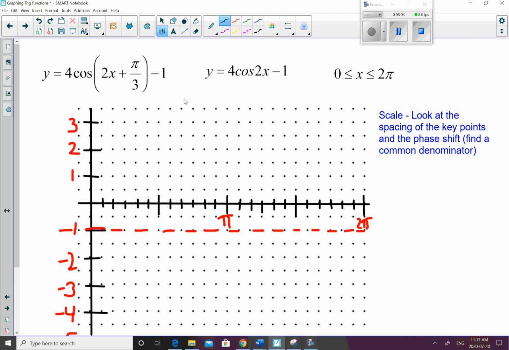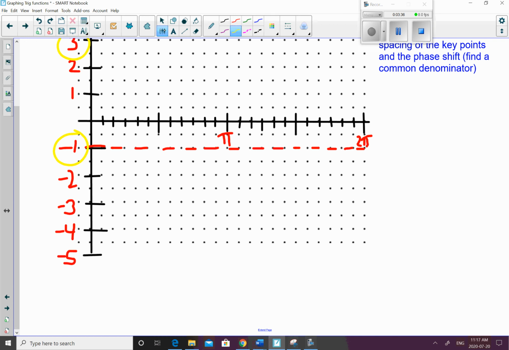So I like to actually mark those key values right on there. I put my maximum at 3, my center at -1. I like to put a dotted line to remind myself where that line y equals -1 is. And then at the bottom, -5 will be my lowest value. Okay, so once I have those 3 vertical values on there, I will know where my key values on the graph are going to be that I'm aiming for.